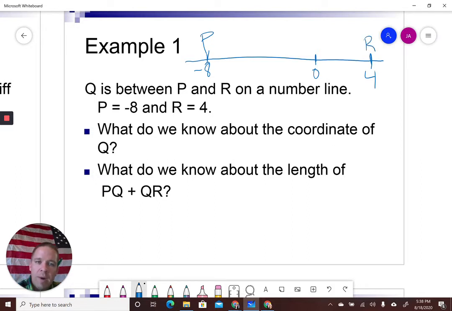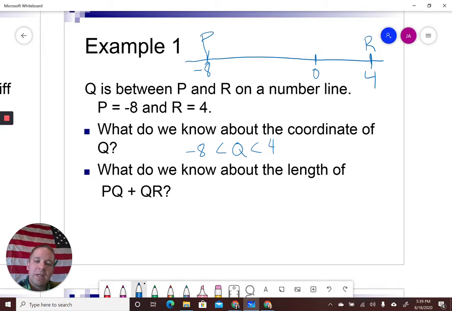What do we know about the coordinate of Q? Well, Q is between, so what we could say is that Q is somewhere between -8 and 4, and we could even write that as an inequality. It's between -8 and 4. Its value is somewhere along there. It's not going to be -8. It's not going to be 4 because it's between them, so it can't be equal to.